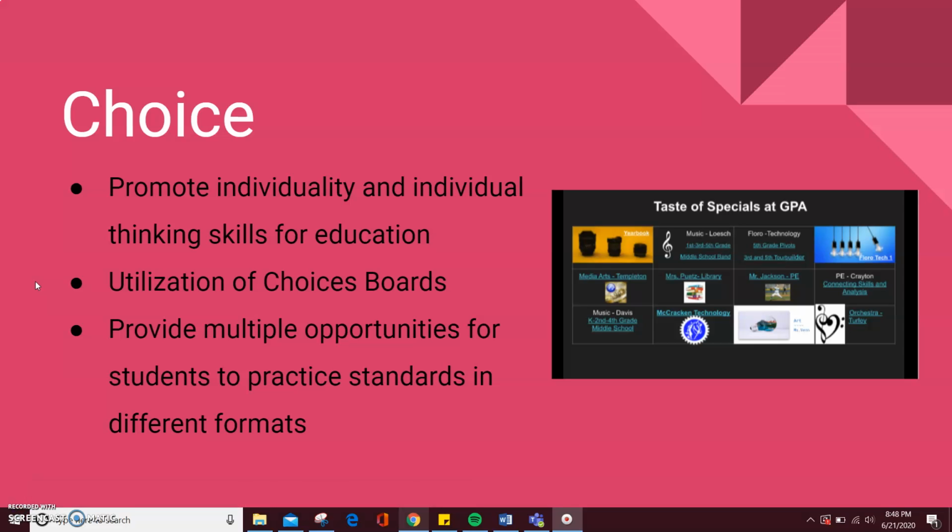Choice plays a key role in students developing buy-in to their programs, promoting individuality and individual thinking skills for education, and making sure that students understand that they have their own voice. They don't need to follow what others are doing necessarily, but they can work on their own skills for themselves. Utilization of a choices board, as I have posted next to my list here. That is a choices board that we put together for students to choose activities to work on while we were in quarantine.